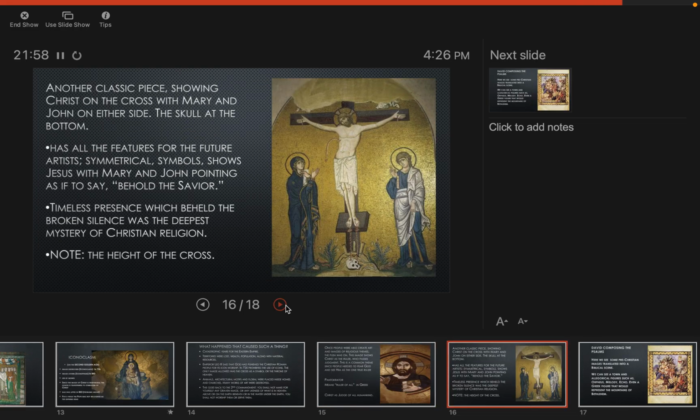Another classic piece shows Christ on the cross with Mary and John on either side, the skull at the bottom. This has all the features for the future artist. So we have symmetry, symbols, and this shows Jesus with Mary and John pointing as if to say, "Behold the Savior." Its timeless presence beheld the broken silence that was the deepest mystery of Christian religion. Note the height of the cross.